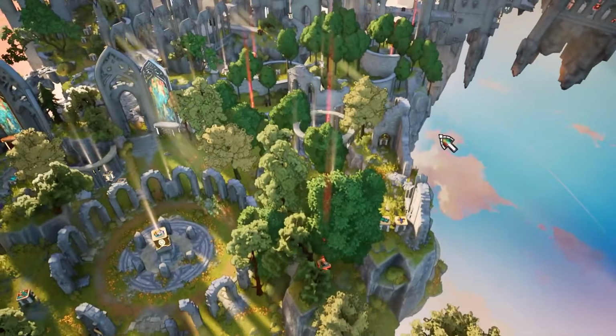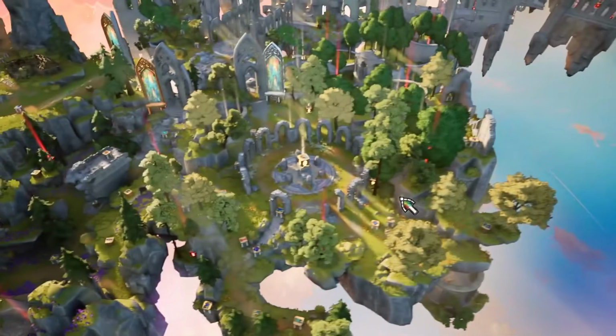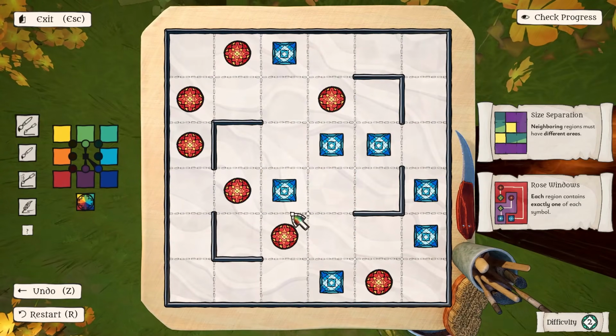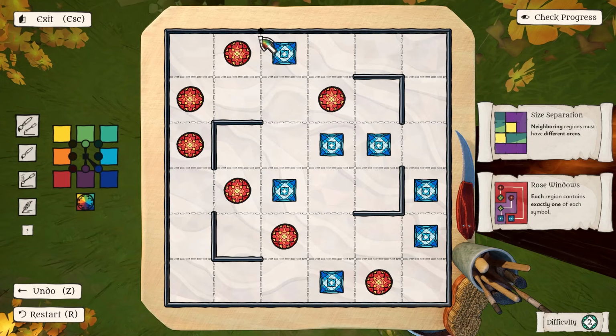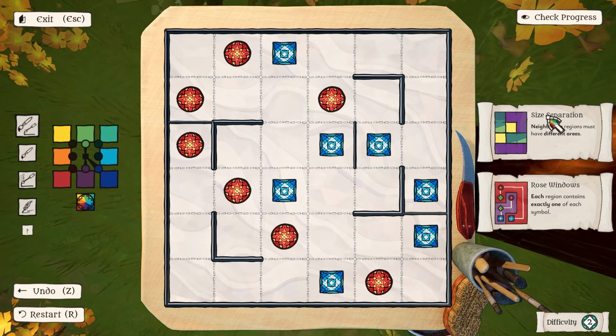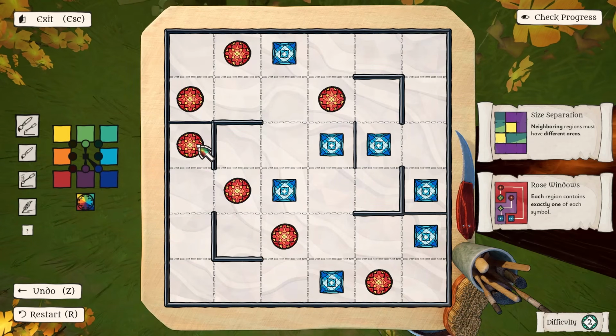Wait, where am I looking? That's a different area. That is a different area. Should we do the boss in the middle? There's a 2 there that maybe we could do. I was about to put a board in the completely wrong place. There. Size separation rows windows is what we're doing.